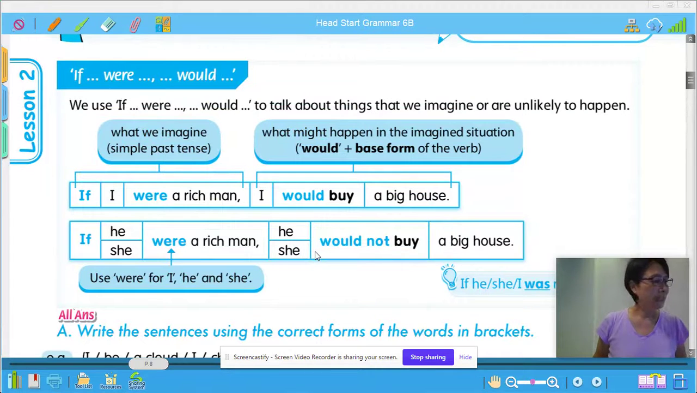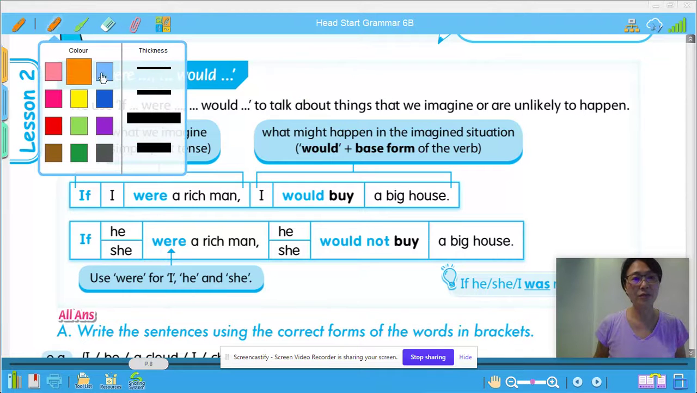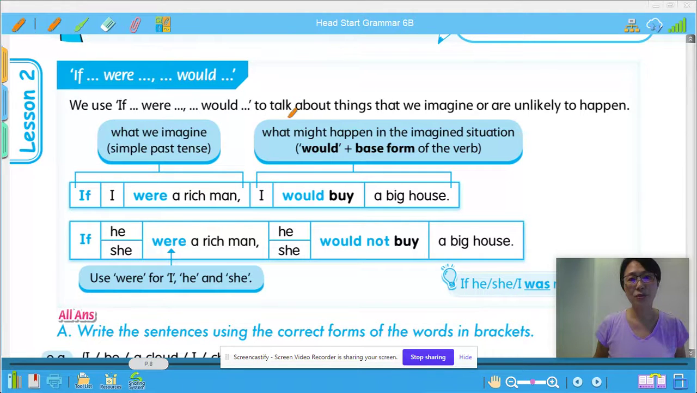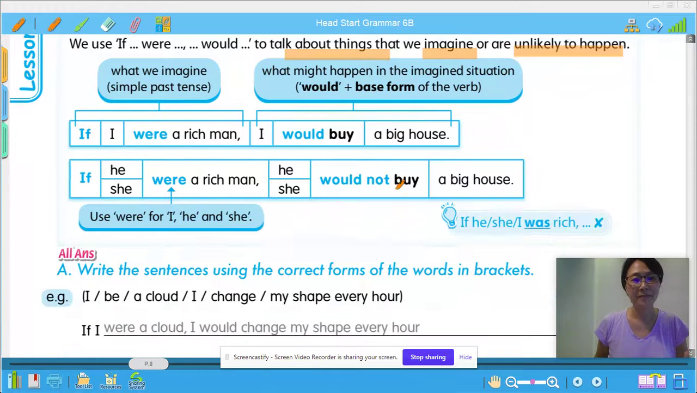In lesson 2, here, we are going to write second conditional sentences. If were, would. And as we have talked before, this kind of sentence we use when we want to talk about things that we imagine, we just think about it, it will never happen. It's unlikely, very unlikely to happen. All right. The example is like this.